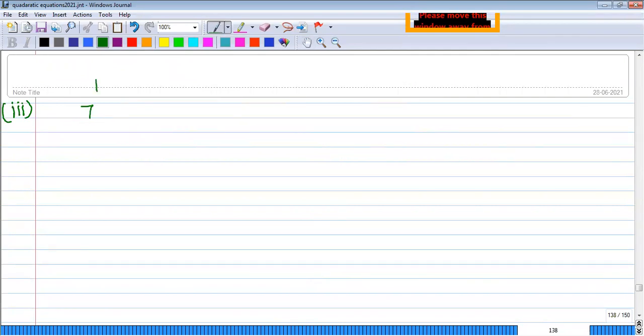7 raised to 1 minus x plus 7 raised to 1 plus x equal to 50. So we need to solve this one. Here given: 7 raised to 1 minus x plus 7 raised to 1 plus x equal to 50.